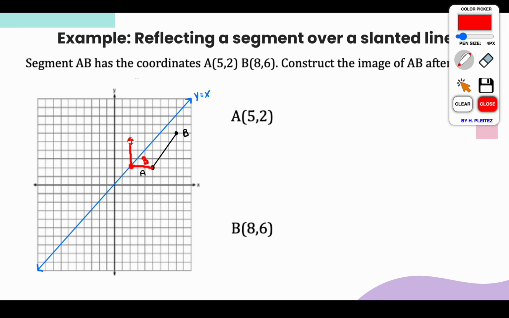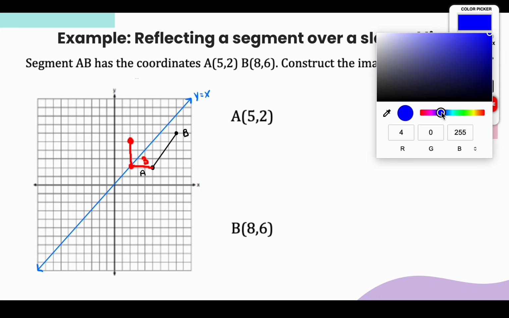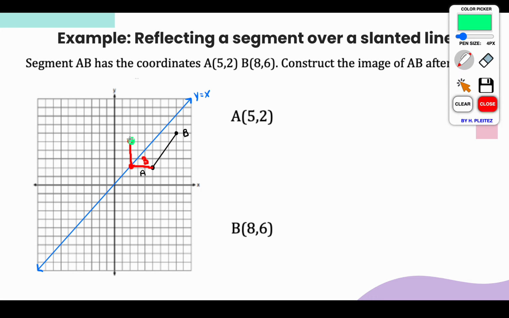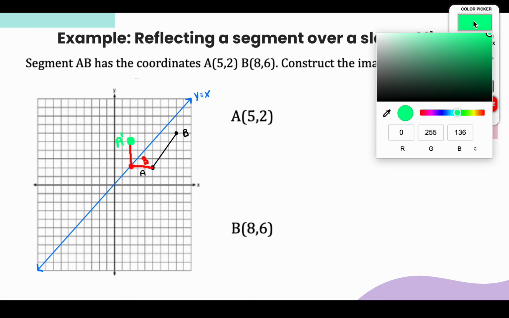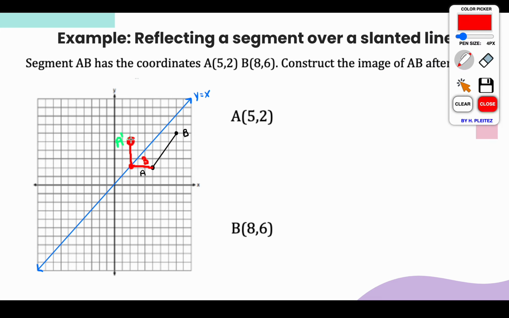So A prime is going to end up in this spot right here. And again, we got that just by counting 3 units to the left, until we hit our line of reflection, and then we went up. So A prime is the point (2, 5). Now we need to do the same thing for B. So we're going to count in one direction until we hit our line of reflection.